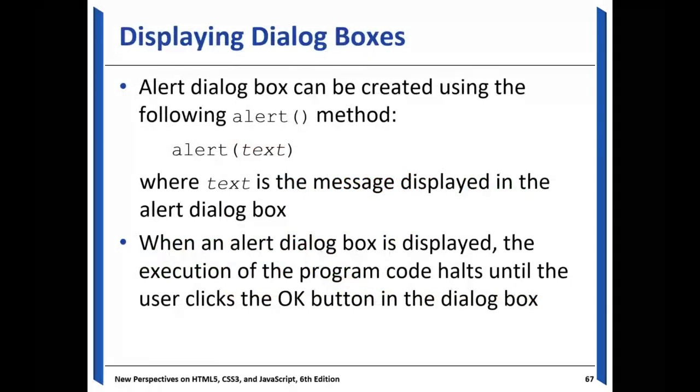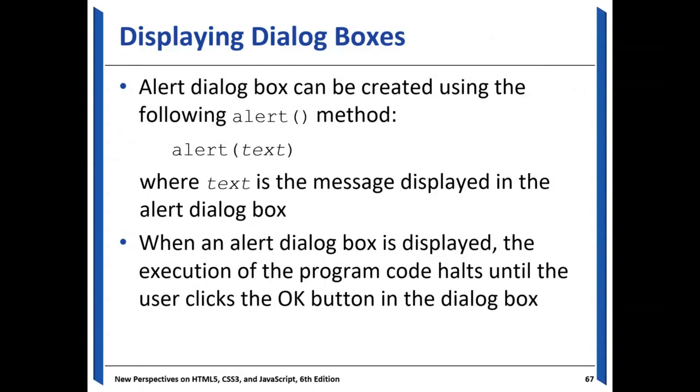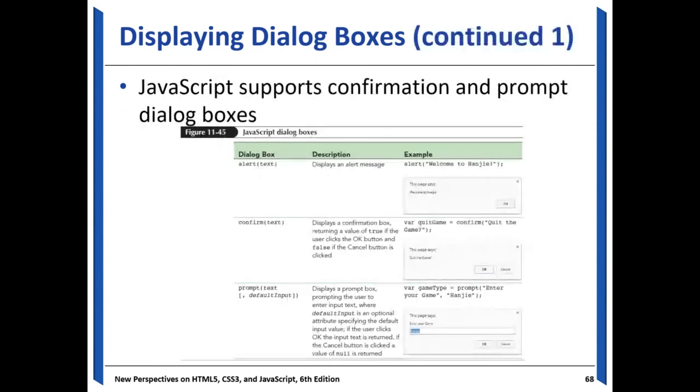All right, as I mentioned earlier when we saw the alert with the welcome message, these are dialog boxes that can be created using the alert method. So you have the alert and then the text. That's the text message that's going to be displayed. When the alert box is displayed, the execution of the program is going to be halted until the user clicks the OK button in the dialog box.